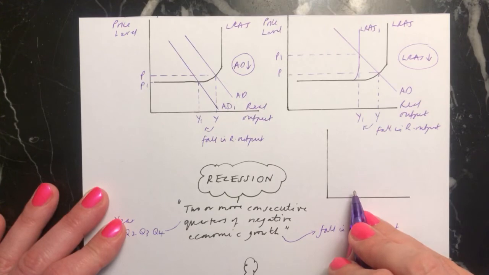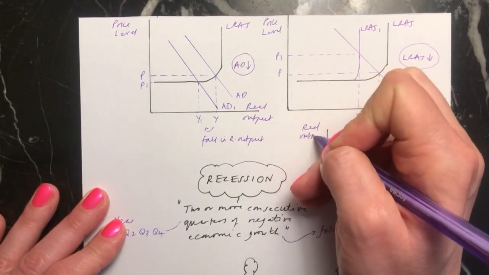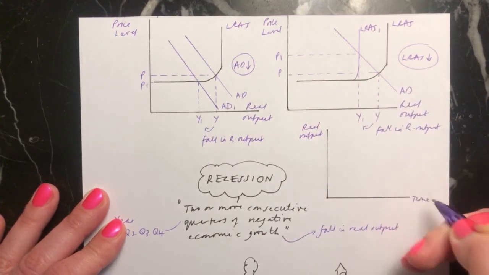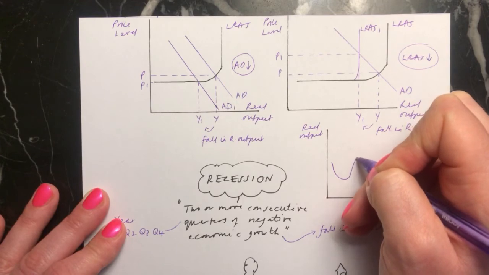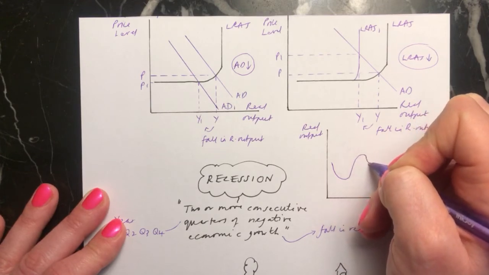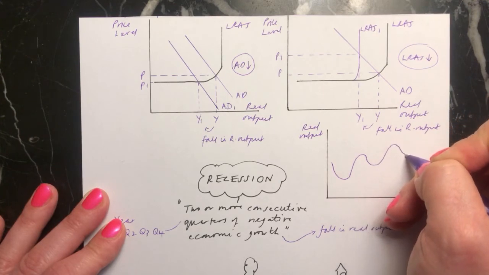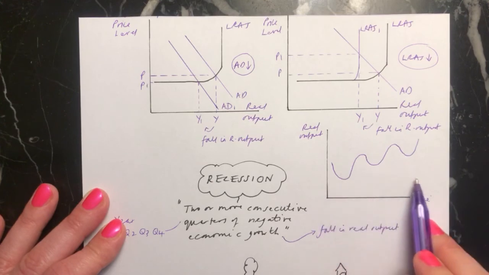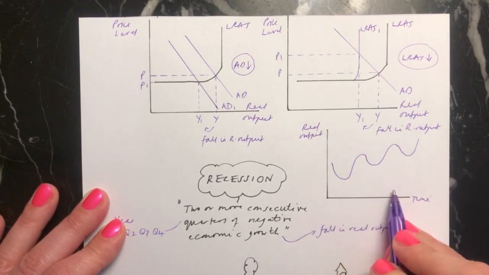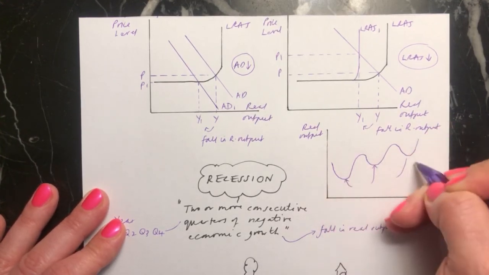The final diagram, just to show you quickly, would be the fact that you could show your real output over time. And when you're in a recession, it's when you're down here. This is where you're recovering, you're in a boom, you're slowing down, you're going into a recession, you're recovering, you're in a boom, you're slowing down, you're in a recession, you're recovering. This is generally what happens over time with real output. This is the economic cycle, which I've looked at in some other videos. And these points here are your recession points.